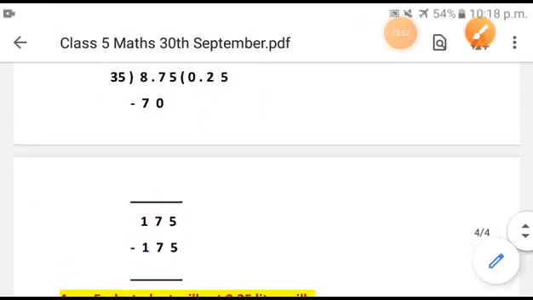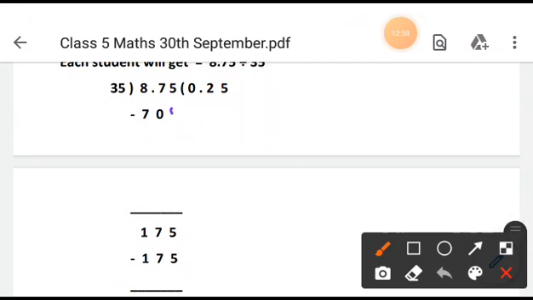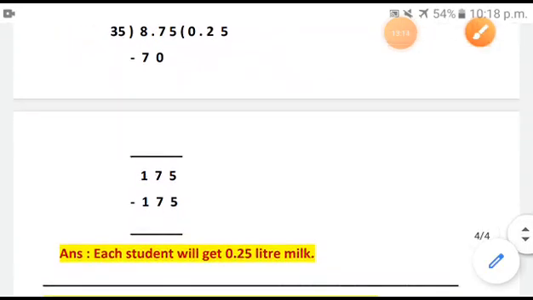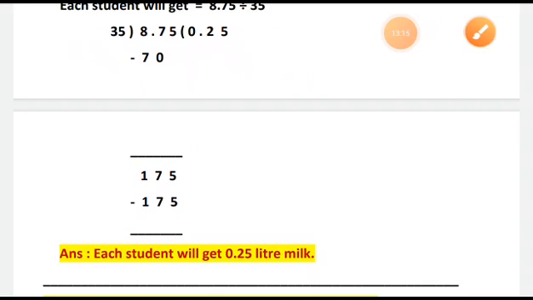Now what you will do? You are going to bring down this 5. Okay. And you are getting 175. So finally 35 into 5 is 175. Now no remainder. So the final quotient which you are getting is 0.25. Now you are going to write the answer. Each student will get 0.25 liters of milk. Alright.